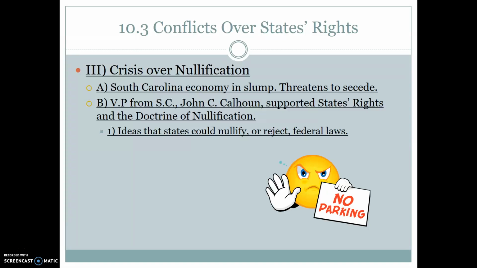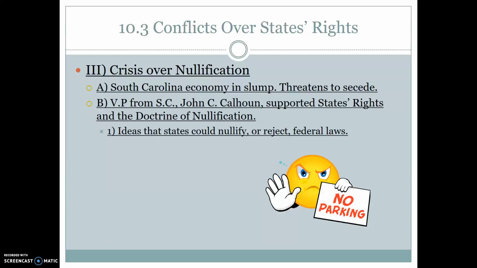And South Carolina has this kind of odd tradition or quirk that anytime something goes bad in the United States or something they don't really agree with, they always threaten to secede. They're like, oh no, I don't like this, I'm going to leave the Union. But this is the first time that South Carolina really does this.